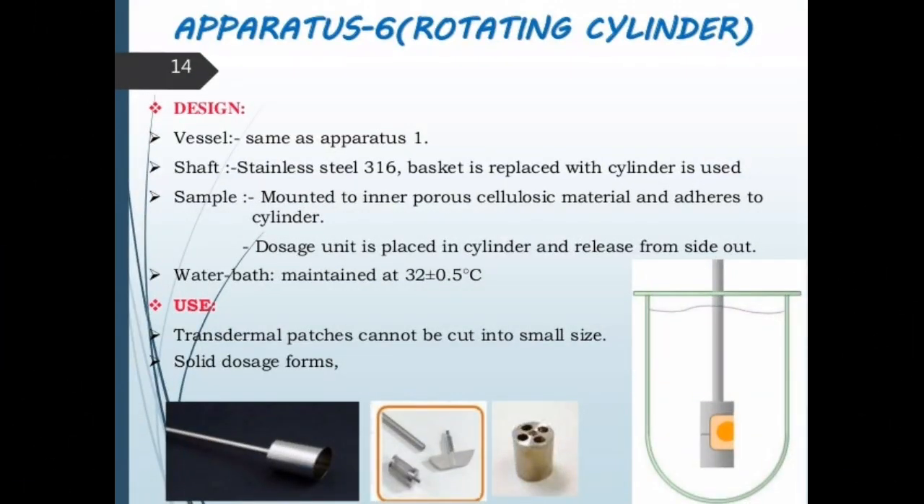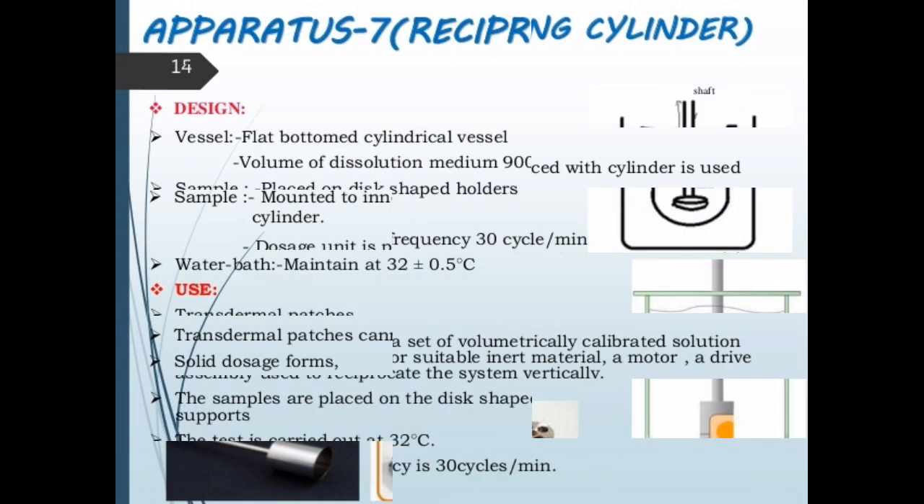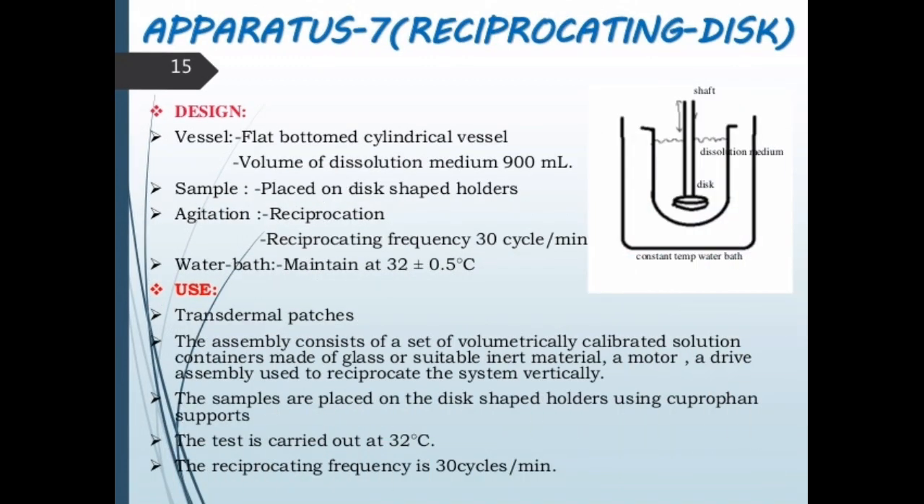Then we have type 6 dissolution apparatus, also called the rotating cylinder apparatus. It is similar to the type 1 apparatus. The only difference is that the basket is replaced by a rotating cylinder, which is also made of stainless steel. The sample is mounted on an inner porous cellulosic material that adheres to the cylinder. The dosage unit is placed in the cylinder and released from the side. The water bath is maintained at 32 plus or minus 0.5 degrees centigrade. Transdermal patches and solid dosage forms are commonly evaluated using this method.